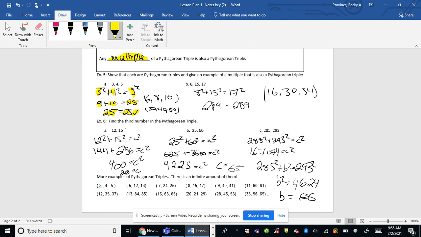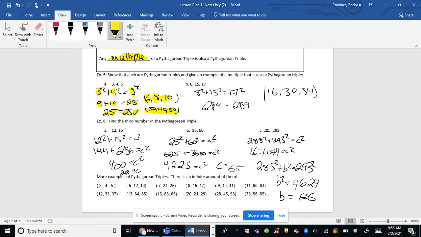Now, if we were to multiply all of these side lengths by 2, we'd get 6, 8, and 10. This will also be a Pythagorean triple. We could multiply the side lengths by 10 and get 30, 40, and 50. Again, Pythagorean triples. This is an example of similar triangles, which is something we've talked about a ton. This is just scaling that triangle up by a factor of 2 or a factor of 10. You could scale it up by a factor of 1,000,000. It's still going to be a Pythagorean triple.